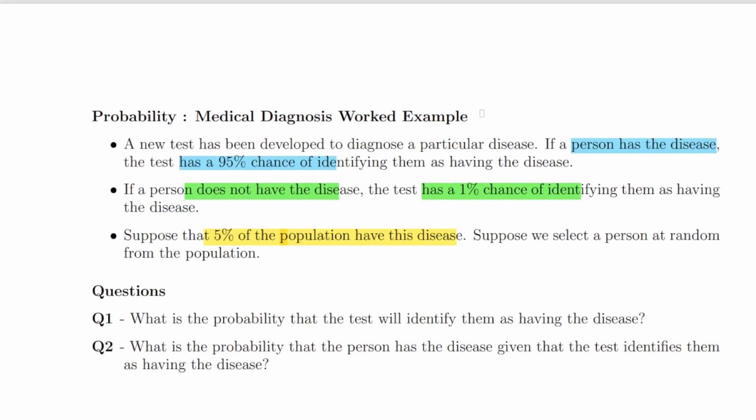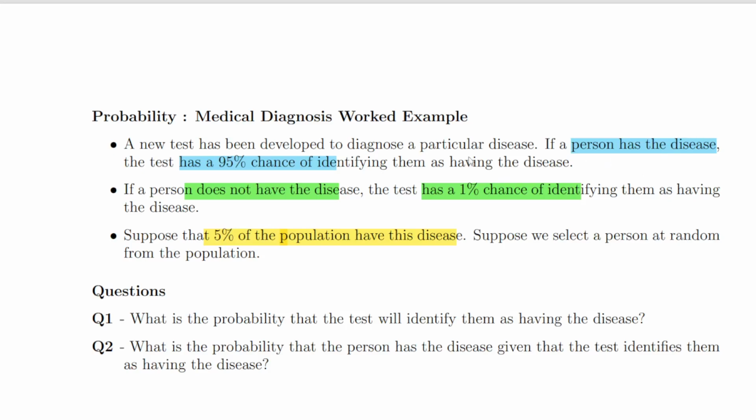Okay. So, let's just actually look at this first line here again. If a person has the disease, the test has a 95% chance of correctly identifying them. Now, the consequence of that is that there's a 5% chance that they don't identify them as having the disease. So that's also an important piece of information there.